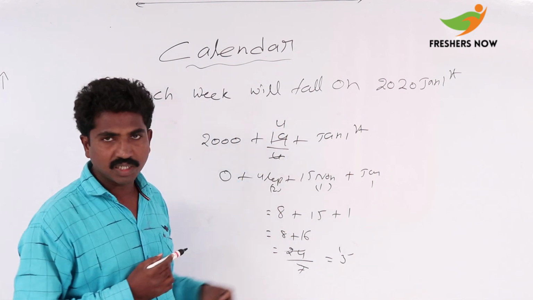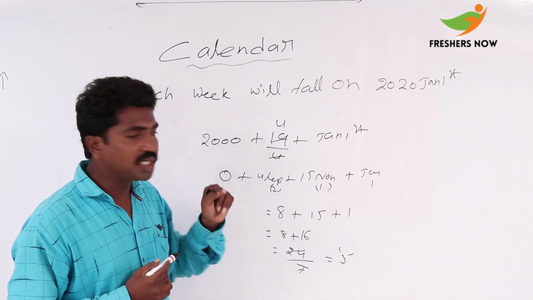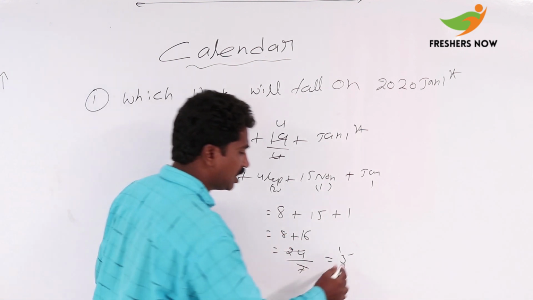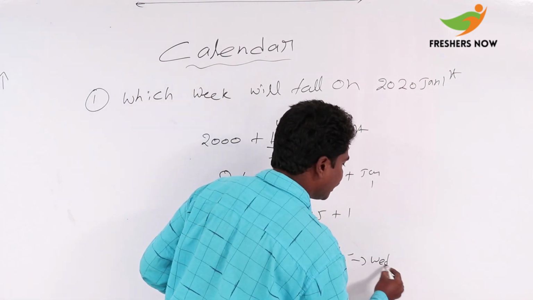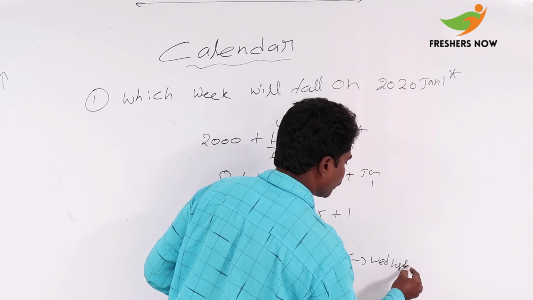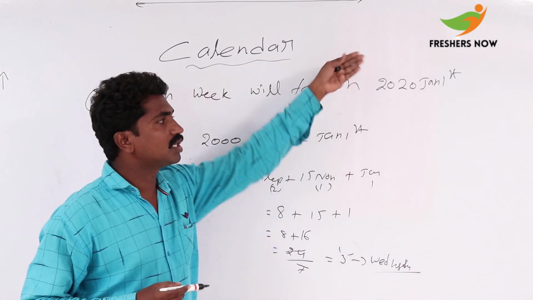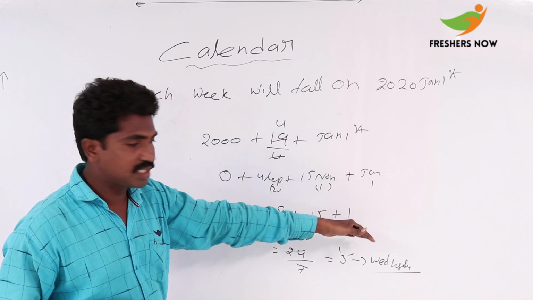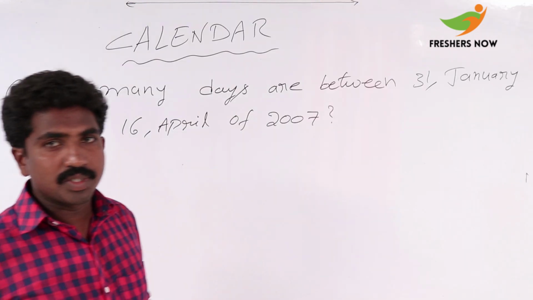While we are finding the original calendar, if 1 odd day is there, that is Monday, Tuesday, like that. 3 odd days, so that is Wednesday. So 2020 January 1st, which week? Wednesday. Now we discuss second question.